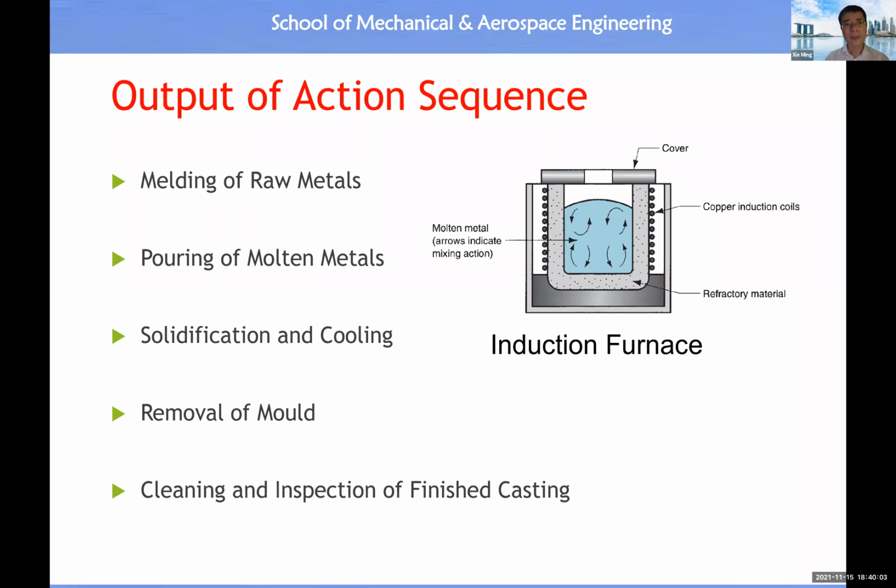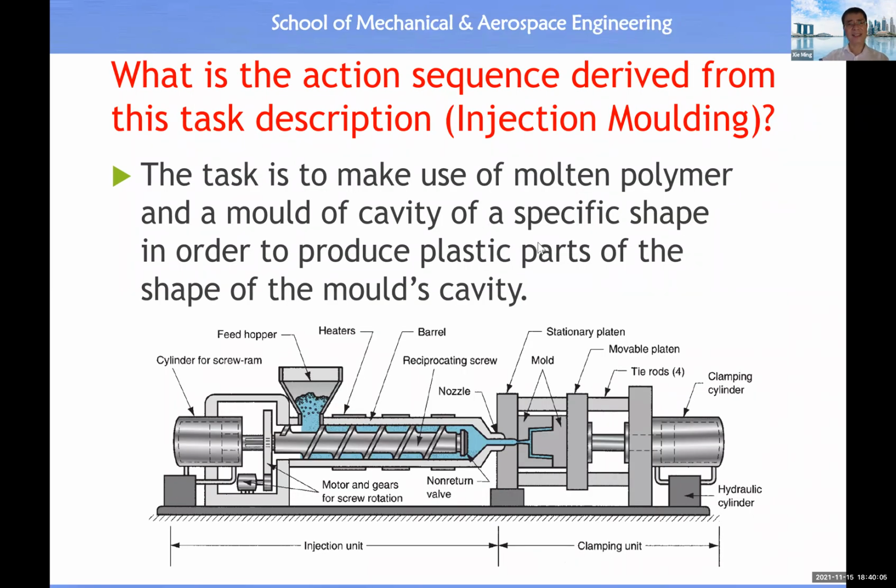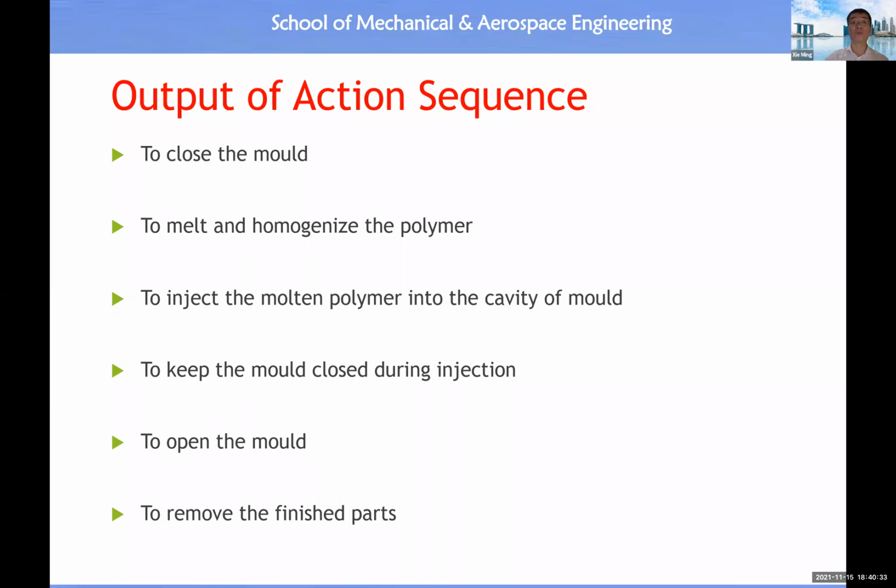And here's another task for a robot to undertake in manufacturing. You will see we have this injection machine. The task description will be to make use of a molten polymer and the mold of a cavity of a specific shape in order to produce a plastic part of the shape of the mold's cavity. Then based on this task description, what should be the possible version of the action sequence?